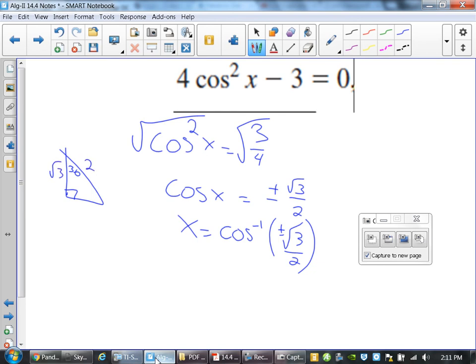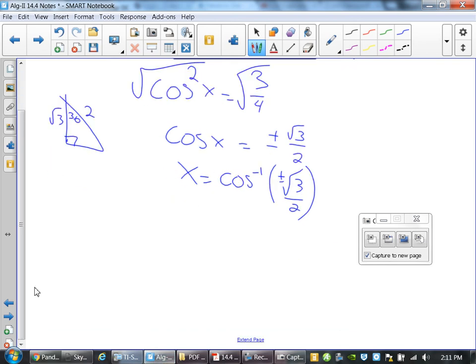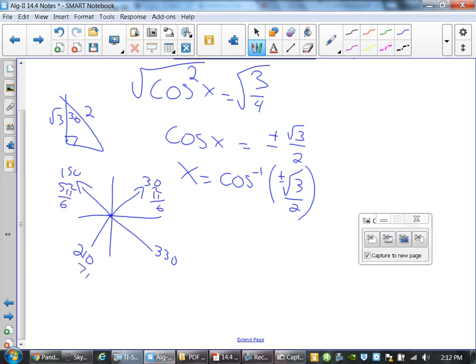Oh, that's right, I have to plug in my calculator. So that means you have 4 angles with a reference angle of 30 degrees, pi over 6. So you go up 30, so you have 30, 150, down 30, 210, and 330. Pi over 6, 5 pi over 6, 7 pi over 6, and 11 pi over 6.